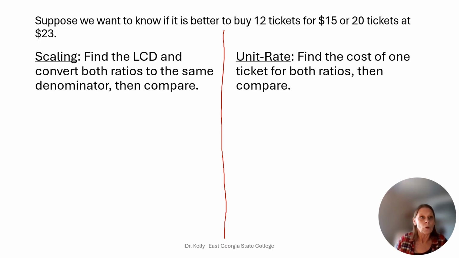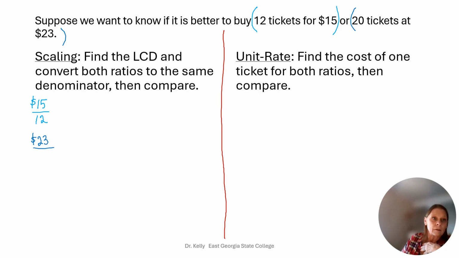Okay, so we're going to look at scaling, and to do the scaling, first we're going to find the least common denominator of our two ratios. Let's get our ratios that we have here. Our first ratio is 12 tickets for $15. And our second ratio is 20 tickets for $23. I'm going to write them this way: 15 over 12 and 23 over 20.